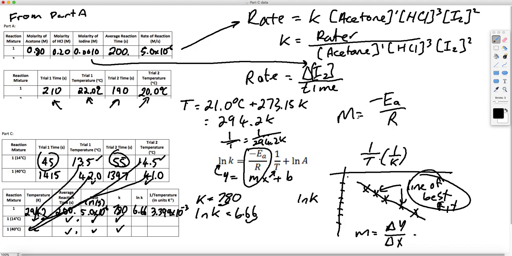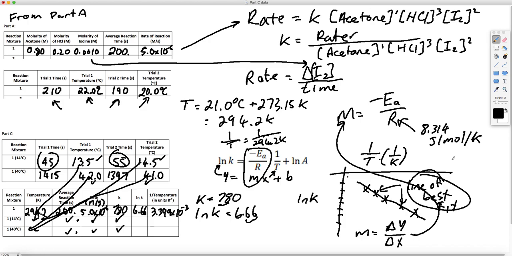We have the m, which we're going to get from down here, off the slope of the line of best fit. So that's going to go in here. And the R value is actually a constant value. And I believe that it's 8.314 joules per mole per Kelvin.